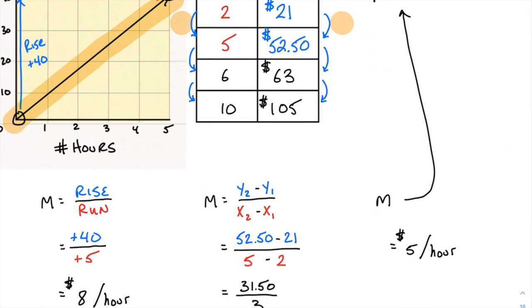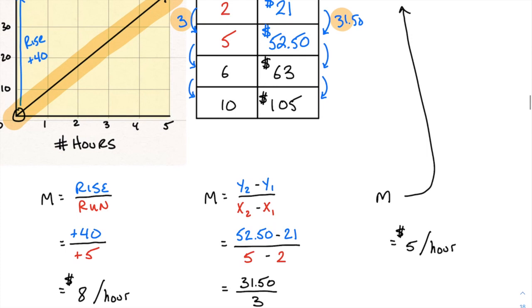The difference between 21 and 52.5 is 31.50. And the difference between 2 and 5 is 3, right? 2 plus 3 is 5. And down at the bottom, we show that 31.5 divided by 3 is 10.50.